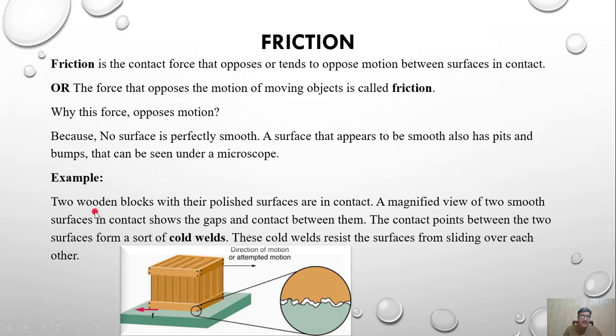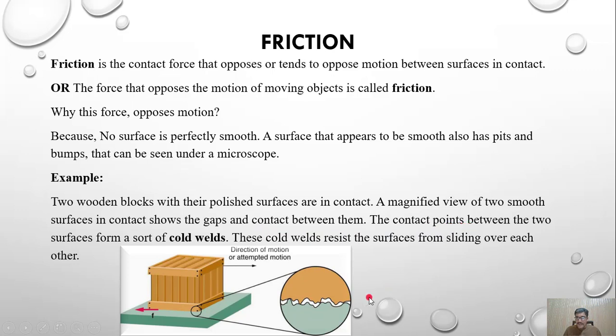Here is one example. Two wooden blocks with their polished surfaces are in contact. When we polish any surface, we say there is some smoothness. But if we take two wooden blocks with polished surfaces in contact with each other, a magnified view of the two smooth surfaces in contact shows the gaps, that is, pits and bumps. If you see here, this is the magnified view between these two objects. So there is a gap and contact between them.